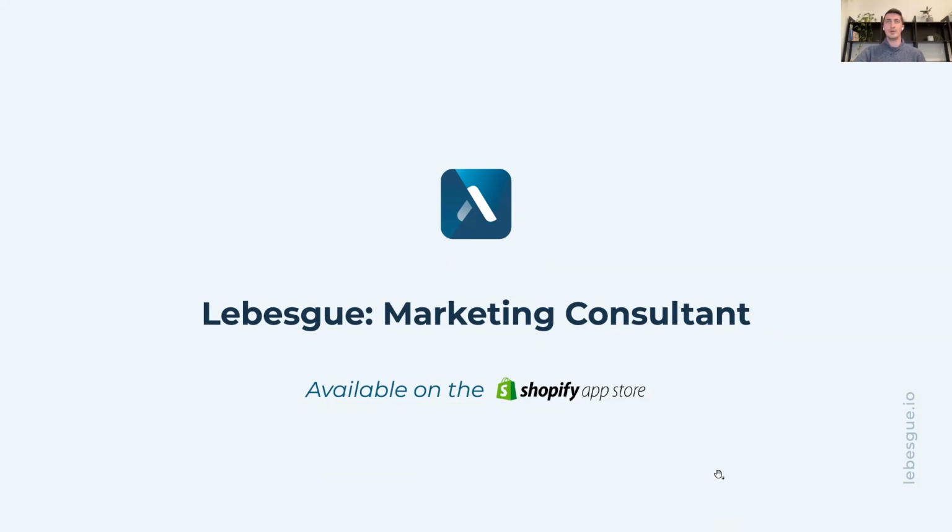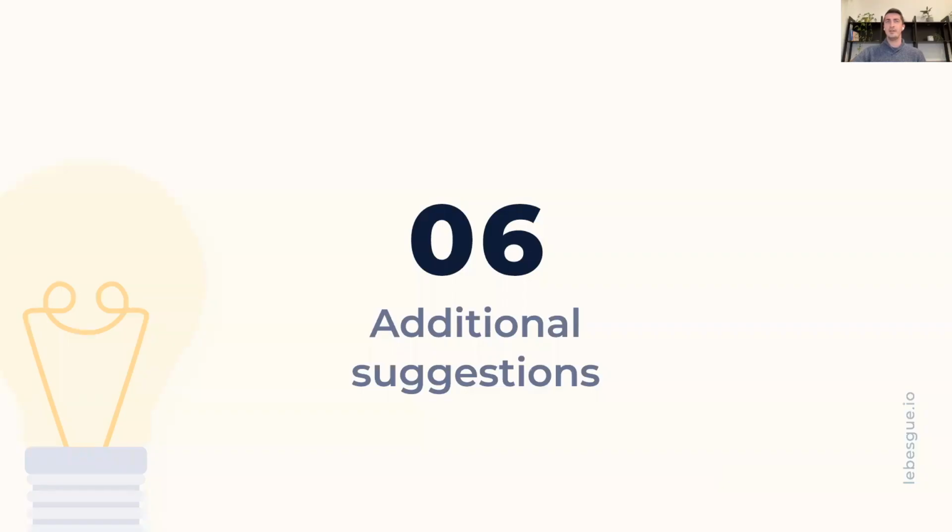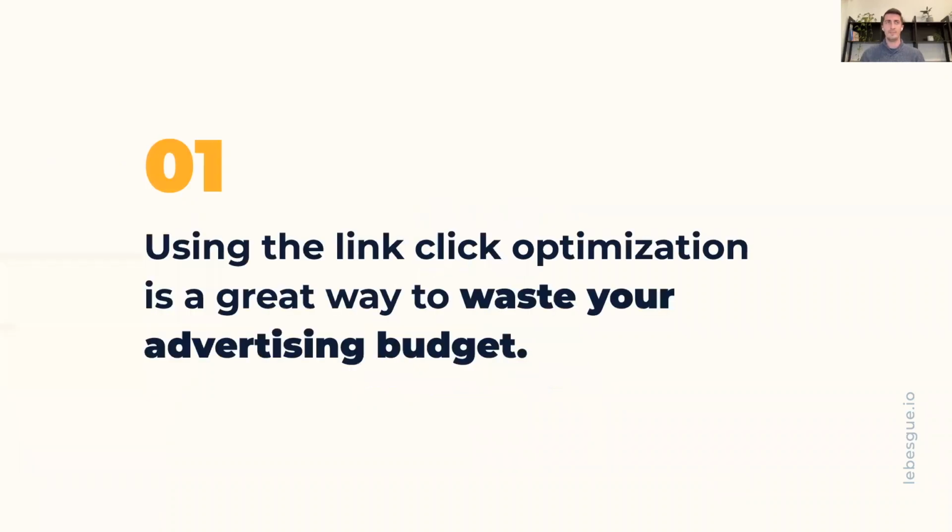And this leads us to our third part, which is additional suggestions. With additional suggestions, there are just a couple of things I wanted to talk to you about, because these are mistakes that we've seen businesses make pretty often. The number one mistake we see businesses make is using the link click optimization when they're an e-commerce business.